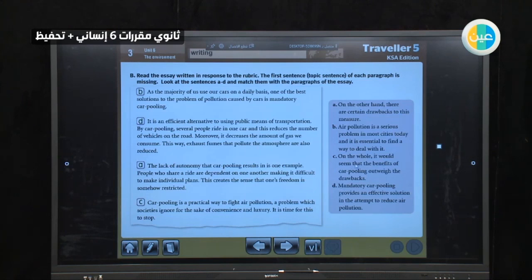Okay, where is it? On the whole, summarizing, finally, it would seem that the benefits of carpooling outweigh the drawbacks. Carpooling is a practical way to fight air pollution, a problem which societies ignore for the sake of convenience and luxury. It's time for this to stop. So here, please, in the coming lesson, inshallah, we will write an article about another topic. So follow the same rules: introduction, main part telling the advantages and disadvantages, ending or conclusion paragraph giving your opinion, and make a general comment.